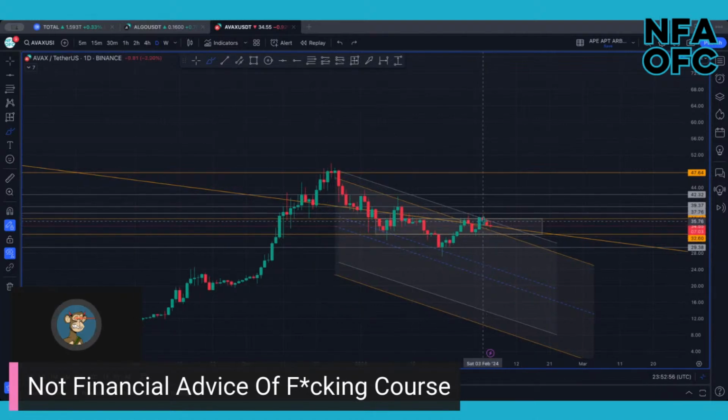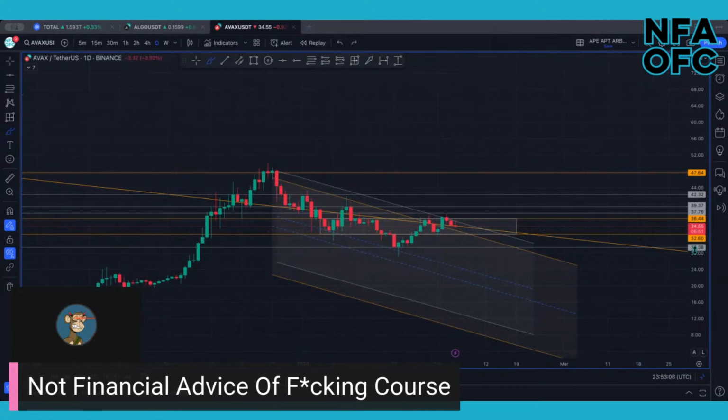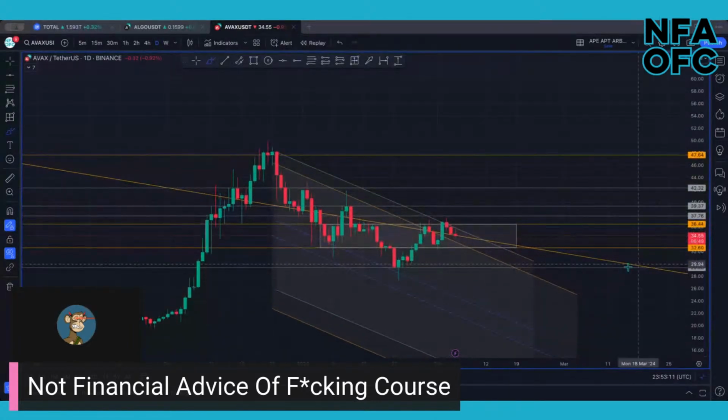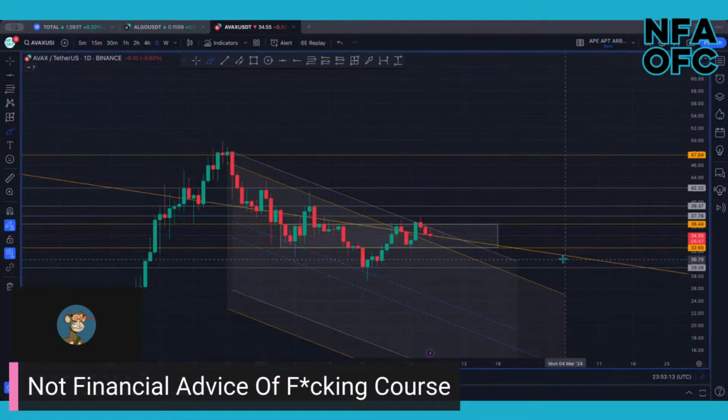We've retested on this one, broke out. Now we've come back because it has not retested the weekly. It's retested. Interesting. I think it would hold support on this weekly. I'd like to think somewhere in here would be our target.